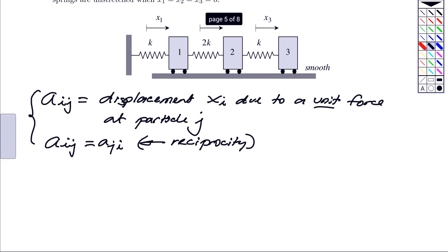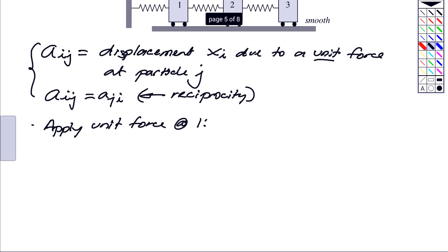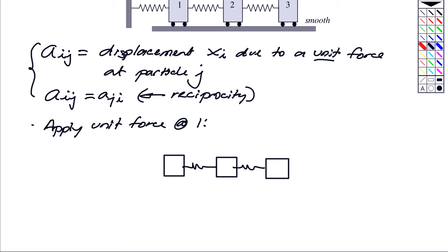What I will do is start with an application of a unit force at 1. So I'm going to draw a free body diagram of the system where we have these 3 particles of mass. They're connected by springs. Applying the load of 1 to particle 1 means that the other force acting on the system from the outside is going to be that spring force, which is Ka11.